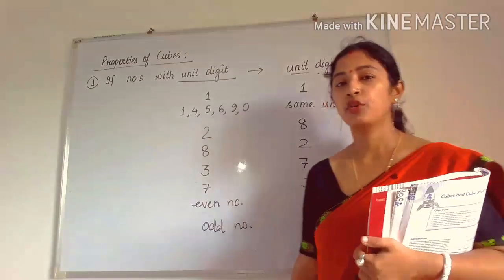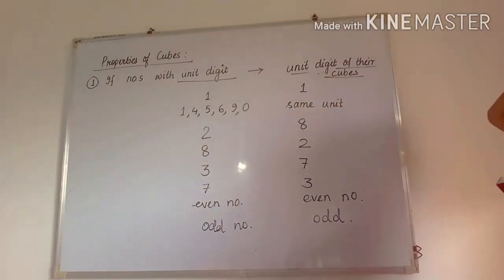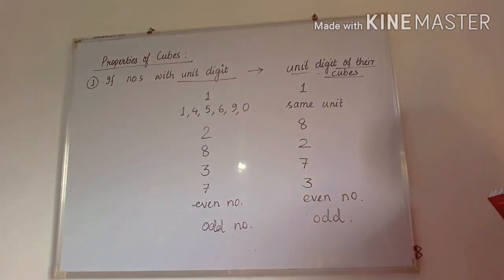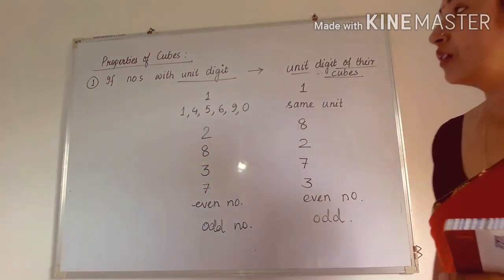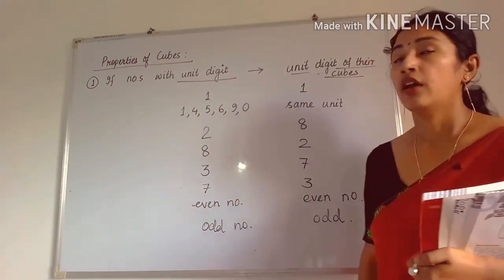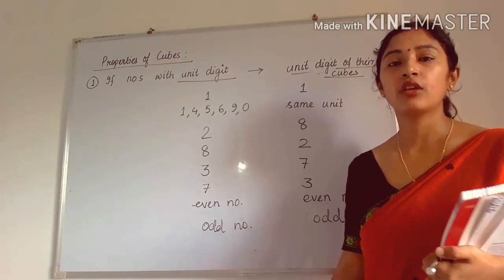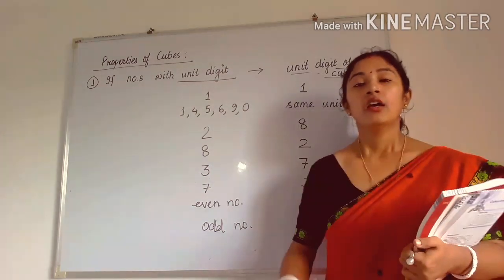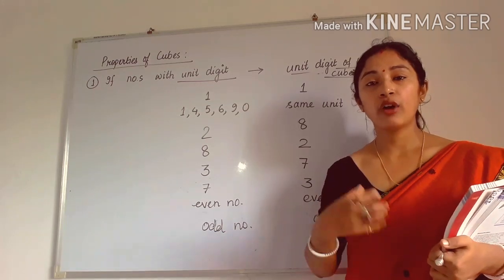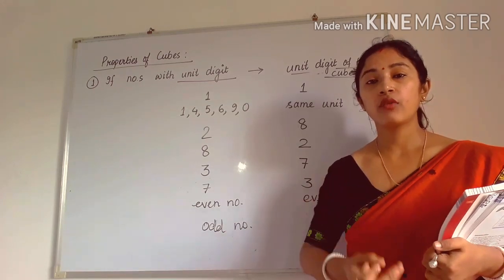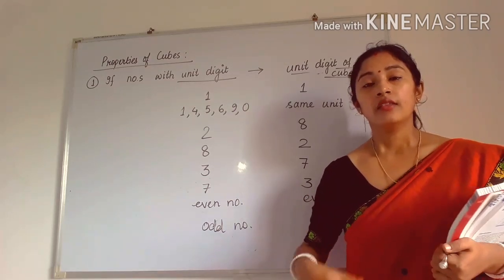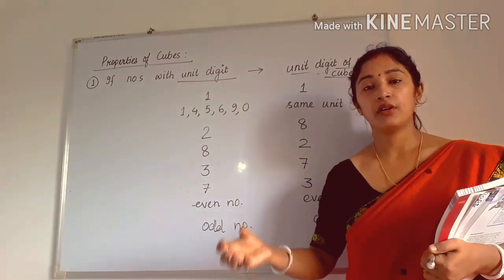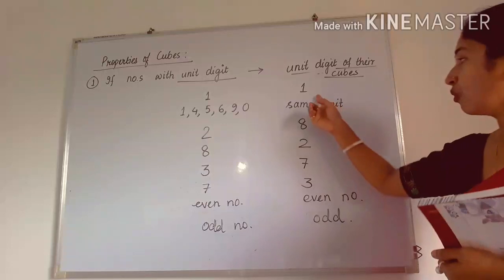Next is the properties of cubes. So come to the first property of cubes. The first property I have written very briefly. You can easily understand it. So see, if the numbers with unit digit 1, suppose there is a number, any number, you can say 41. In 41 the unit digit is 1. So when I want to find the cube of 41, I have to write 41 into 41 into 41. Then the answer that I got from that, that means the cube number, will also have the unit digit as 1.